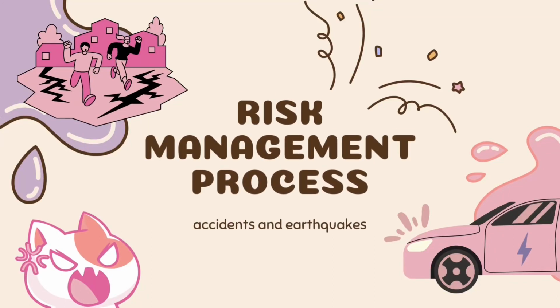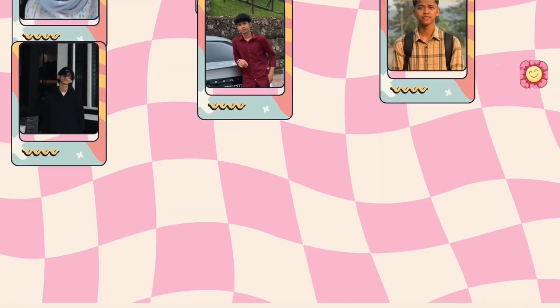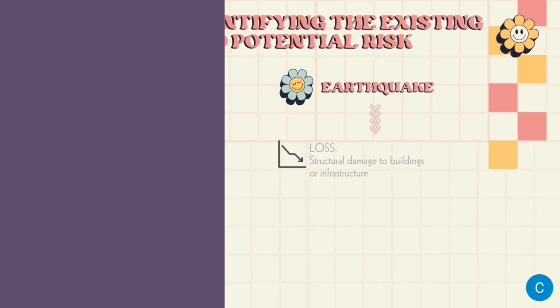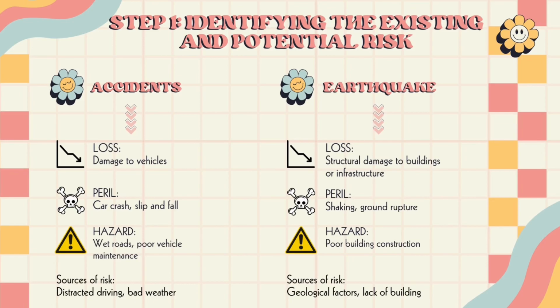This is our infographic, Risk Management Process, Accident and Earthquake. This is our team. Step 1. Identifying the existing and potential risks for two categories, which is accidents and earthquakes.